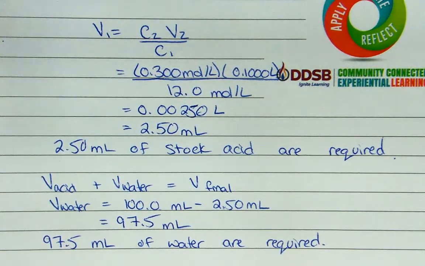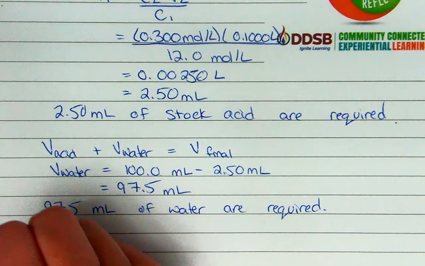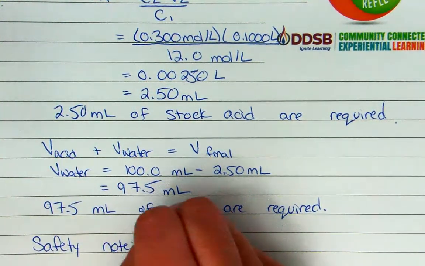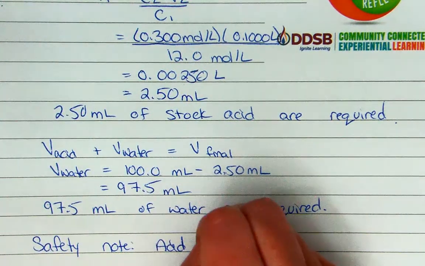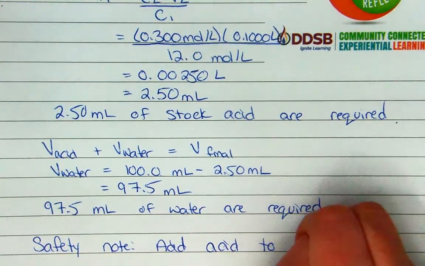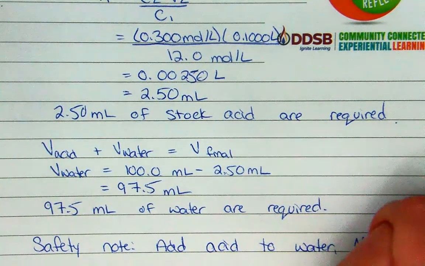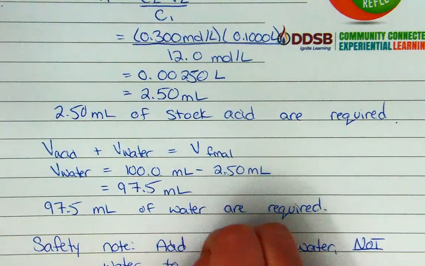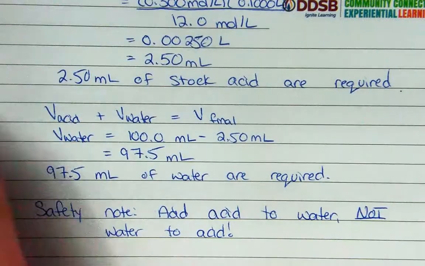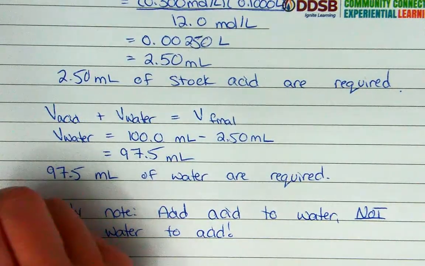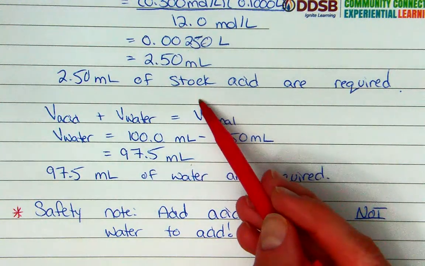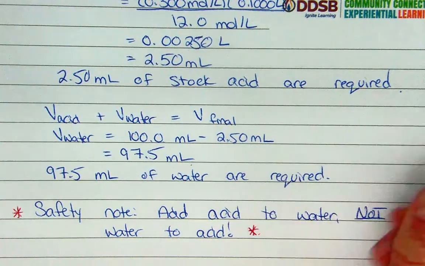Now, not that you guys are necessarily doing any acid dilutions at home, but something to note, and I'm just going to write it here because it's very, very important. We add acid to water, not water to acid. So if I was making this dilution in the prep room, I would have 97.5 milliliters of water in a beaker already, and then I would add the 2.50 milliliters of acid.